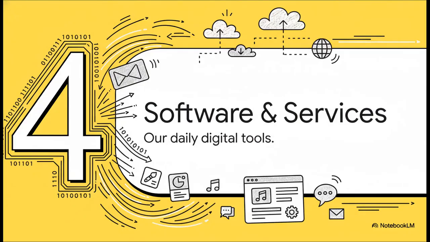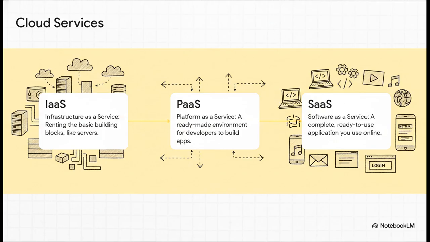All right, we've covered the hardware, the network, and security. Let's move to the final layer, the part we actually interact with every day, the software and the services. A lot of today's software is delivered as a service. You can think of it kind of like building a house. IaaS is like renting the raw land and the basic materials. PaaS gives you the land and all the tools you need to build.